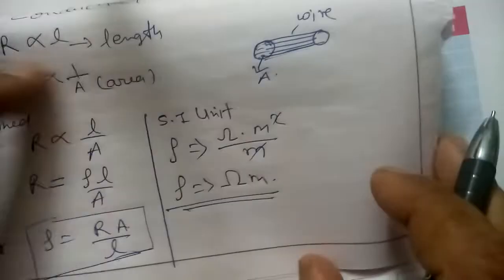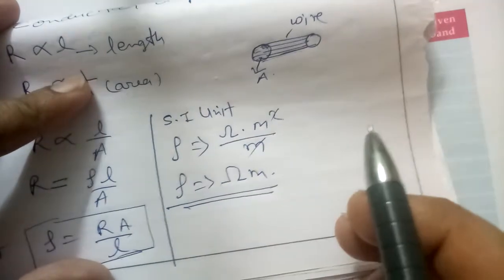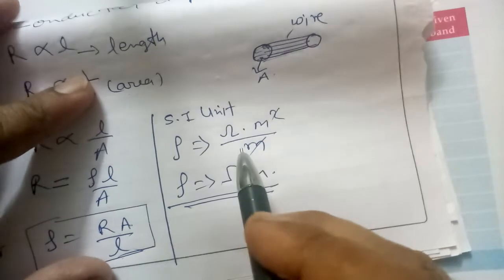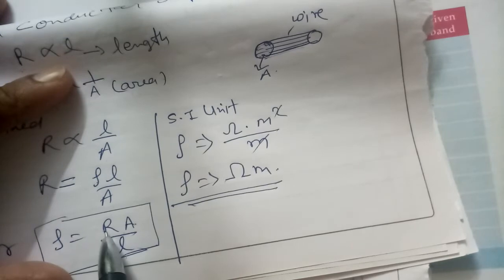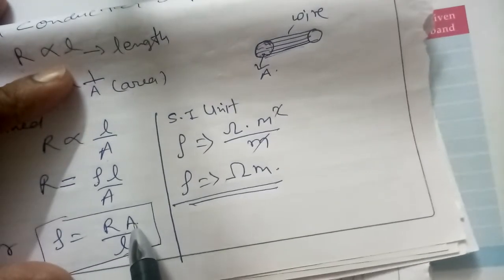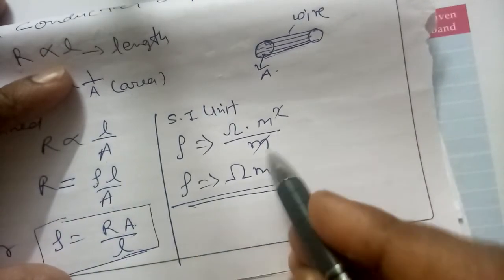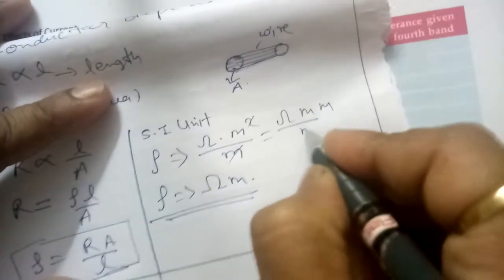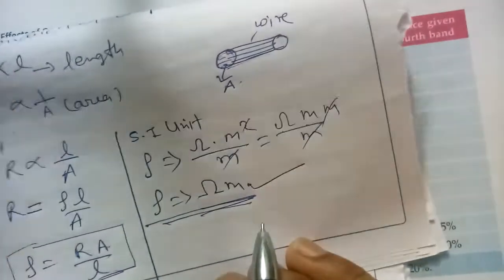Then how can we calculate the SI unit of resistivity? The SI unit of resistance is ohm, but the SI unit of resistivity is different. We can calculate it with the help of this formula. The SI unit of R is ohm, area is meter square, and length is meter. We can cancel one meter, and we get ohm meter. It is the SI unit of resistivity.